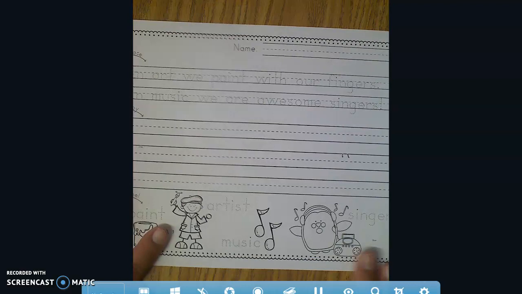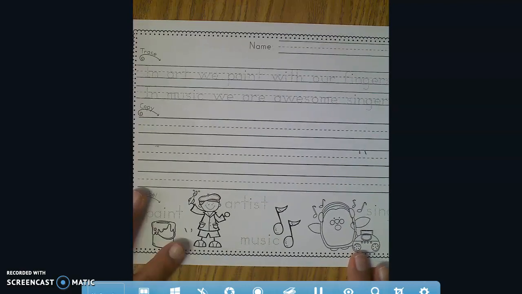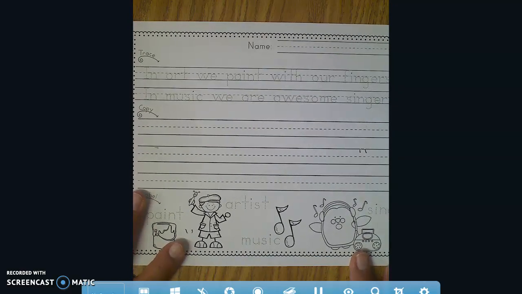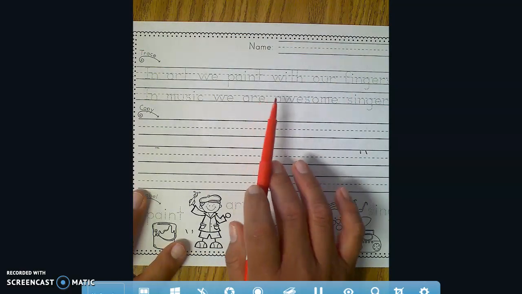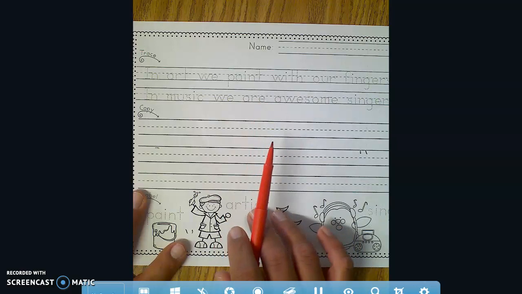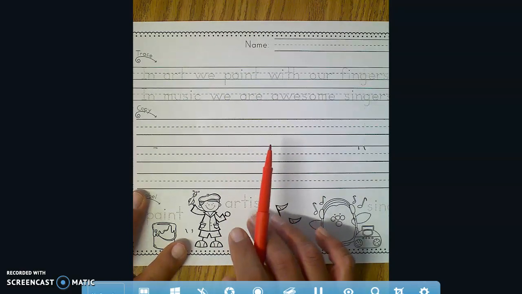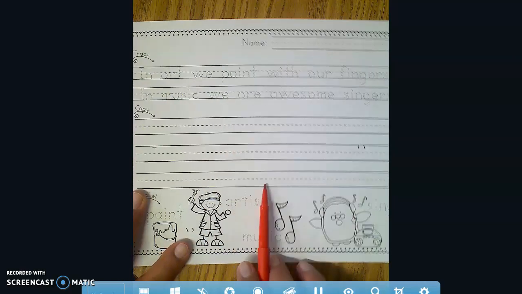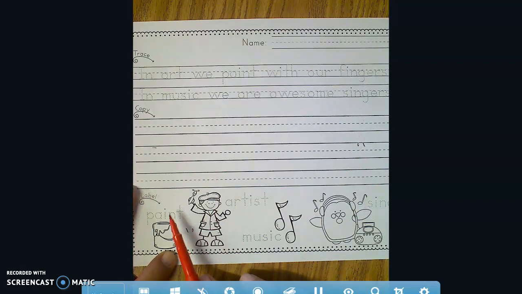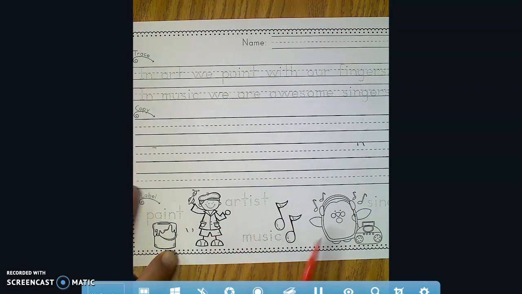And again, like last week, we did have some handwriting practice. So don't forget to put your name, trace the sentence. In art, we paint with our fingers. In music, we are awesome singers. You're going to trace the 2 sentences, rewrite them here, and then label the pictures. You have a paint, artist, music, singer.